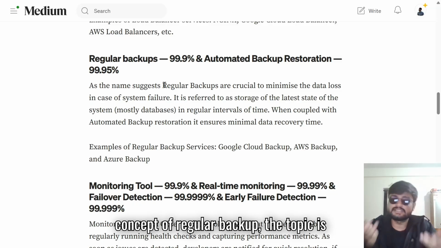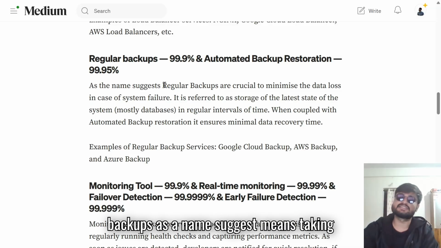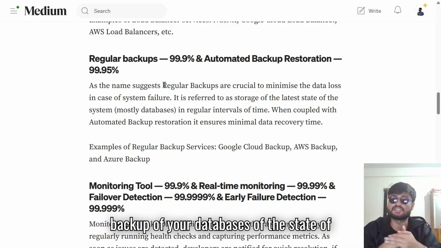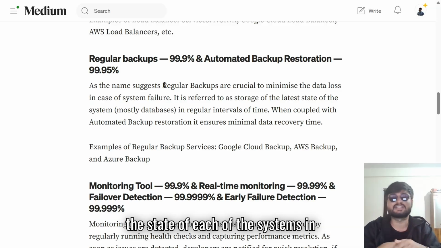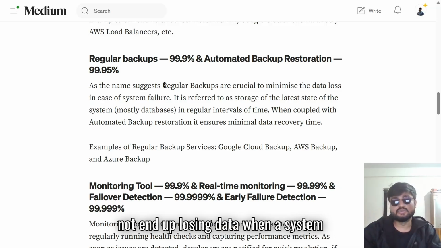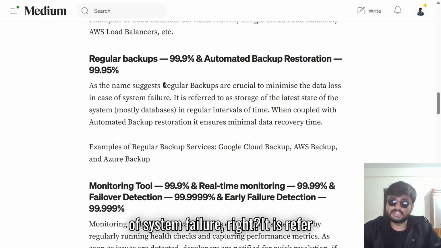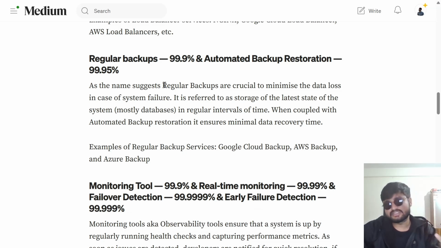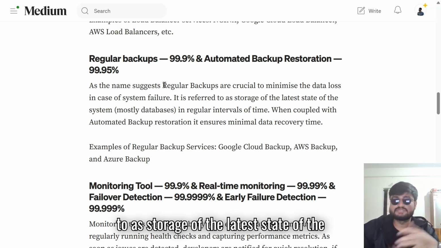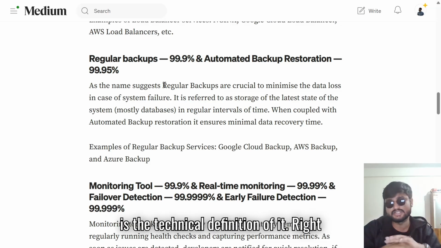The topic is as simple as it can get. So regular backups, as the name suggests, means taking backup of your databases, of the state of each of the systems in regular intervals of time, so that you do not end up losing data when a system failure occurs. So regular backups are crucial to minimize data loss in case of system failure. It is referred to as storage of the latest state of the system in regular intervals of time. That is the technical definition of it.